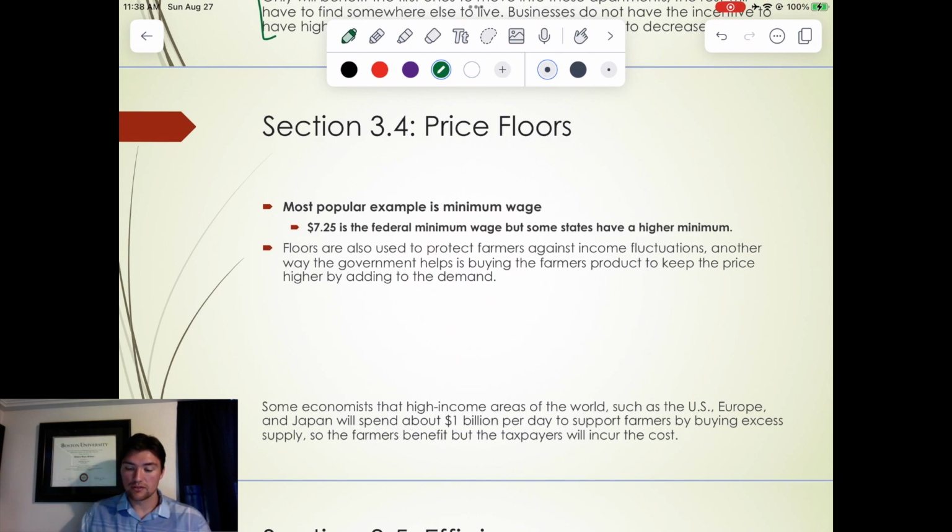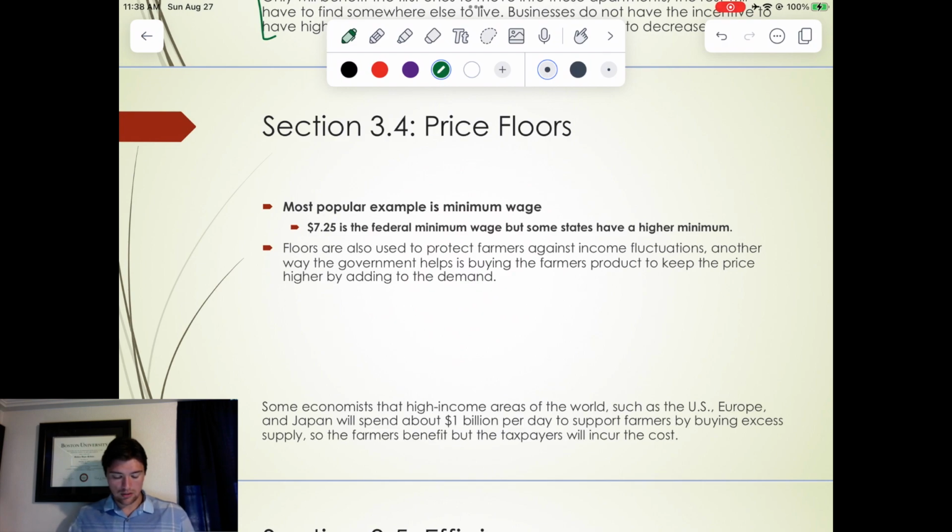So floors are also used to protect farmers against income fluctuations, and it's another way the government helps is buying the farmer's product to keep the price higher by adding to the demand. So let's start with minimum wage first.